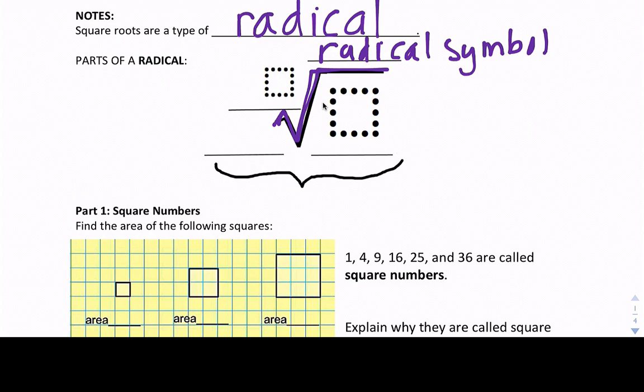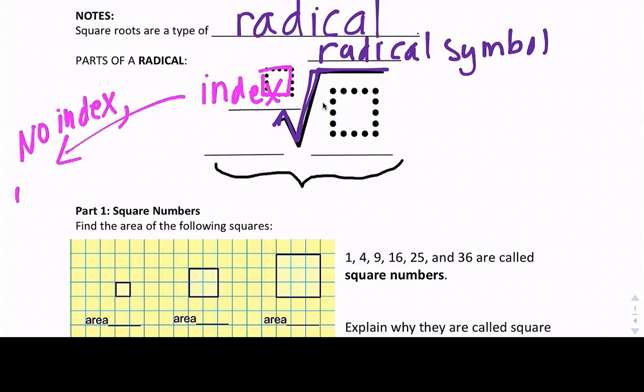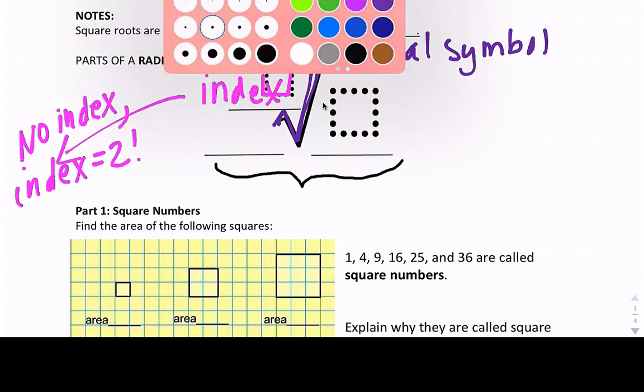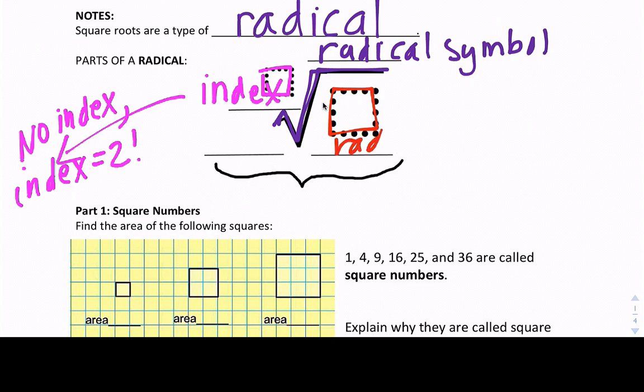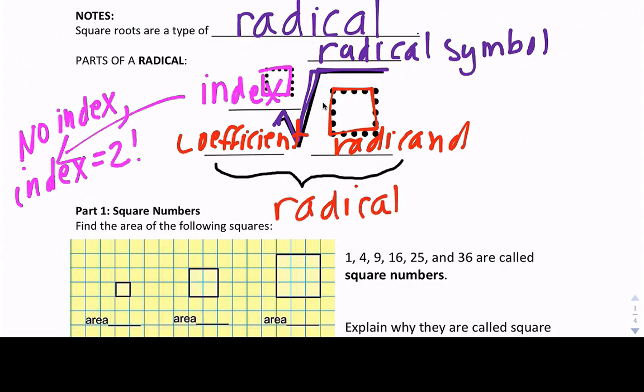Sometimes you have a number right here. This is called the index. And usually if you don't see an index written, so if there's no index, it's a square root. The index is 2. You have your number under the radical sign, so this is called your radicand. And then sometimes you have a number on the outside, and this is called your coefficient. And all of these parts make up a radical. So we're going to be taking a look at that today.